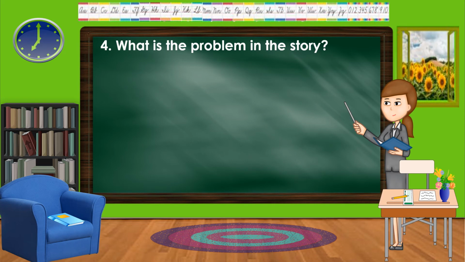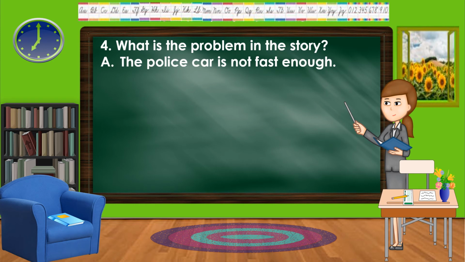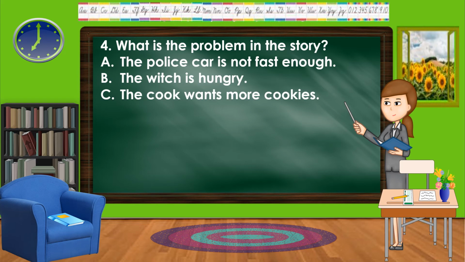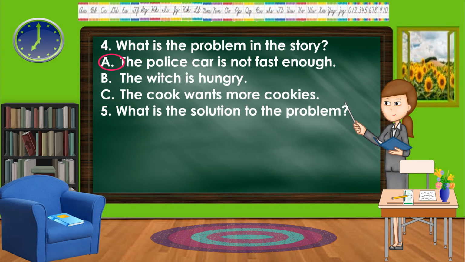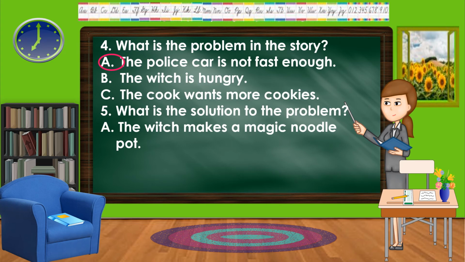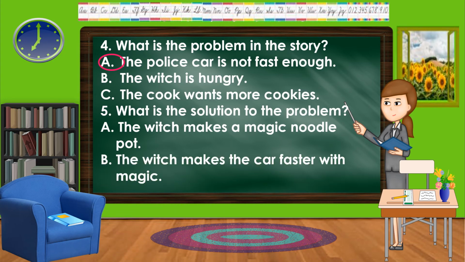What is the problem in the story? A. The police car is not fast enough. B. The witch is hungry. C. The cook wants more cookies. The answer is A. Number 5. What is the solution to the problem? A. The witch makes a magic noodle pot. B. The witch makes the car faster with magic. C. The witch gets a hat. The answer is letter B.